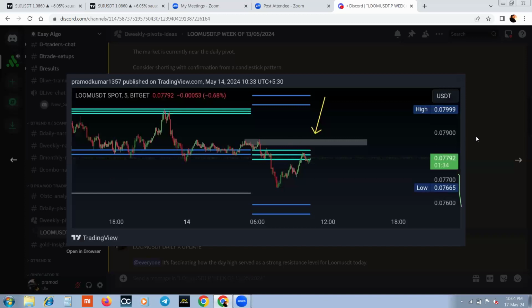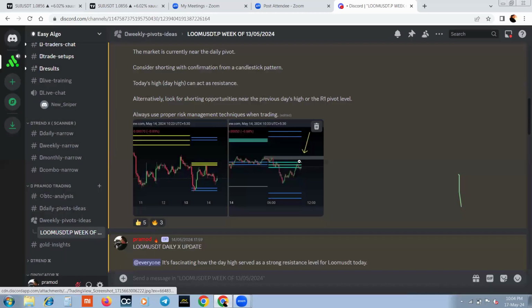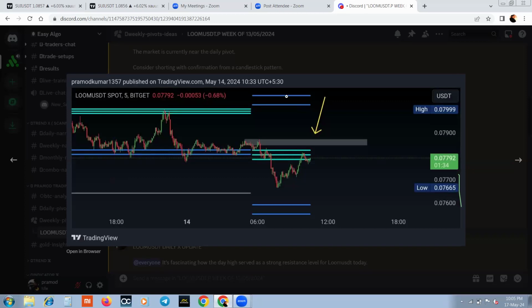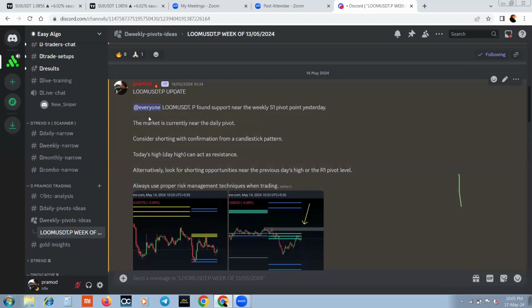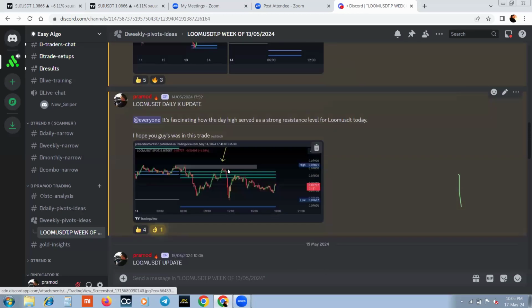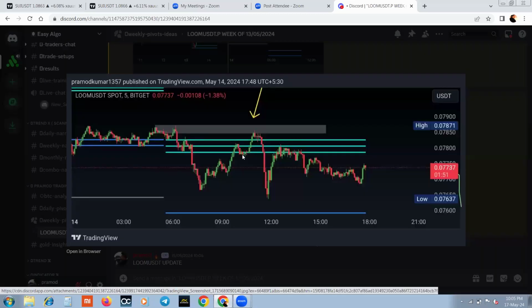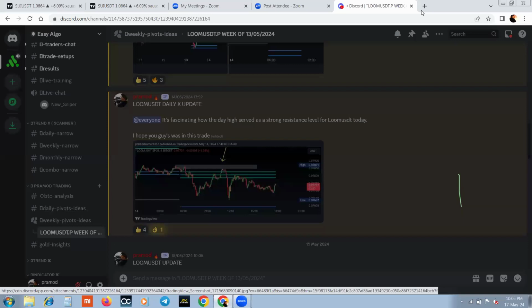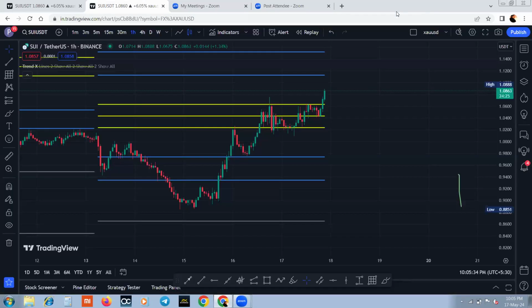What I mentioned, you see this. Did you take this trade? I mentioned very clearly, you read here: today high, day high can act as a resistance. At what time did I mention it? 10:34 India time. What happened here? Why didn't the market come from here? Why didn't it fall from here? Why did it go here? The day high is working, right? Then if this is working, everything will work that I tell you here. Trust me, mark my words.